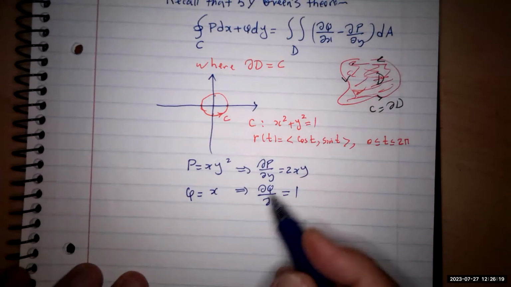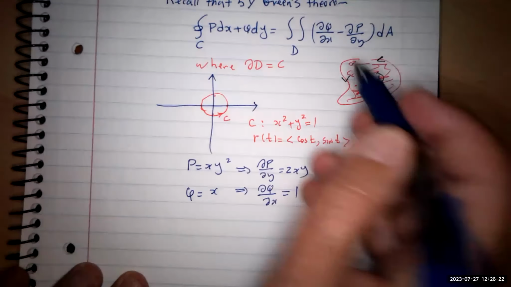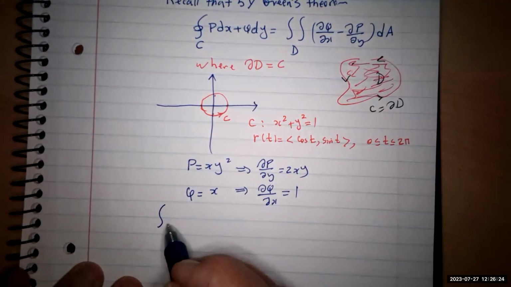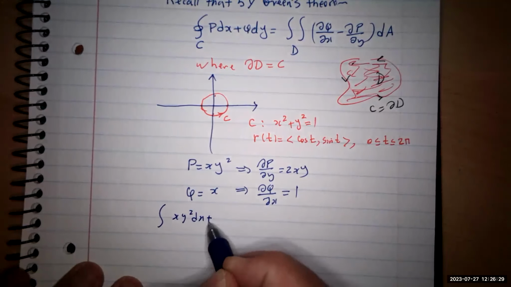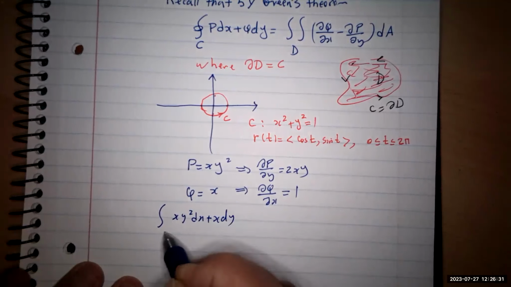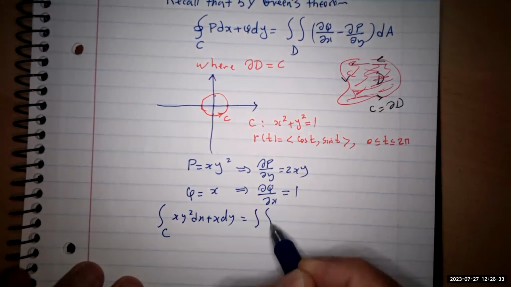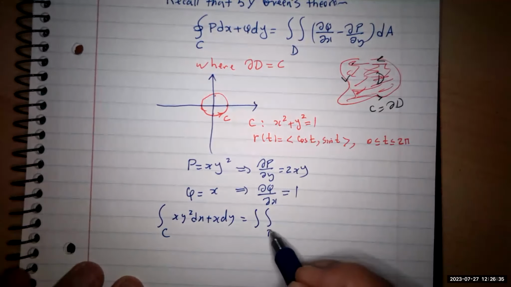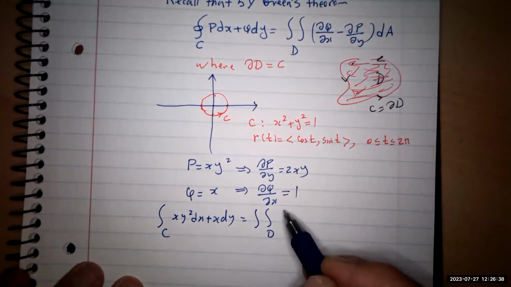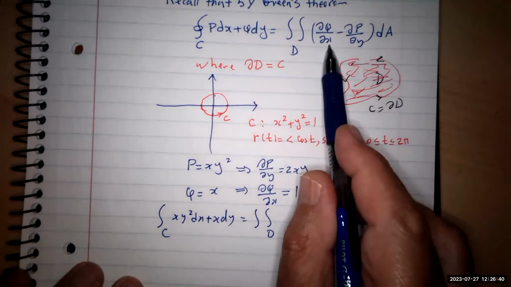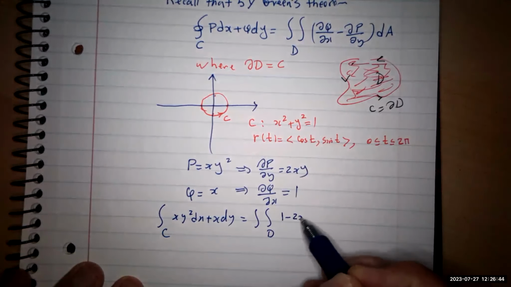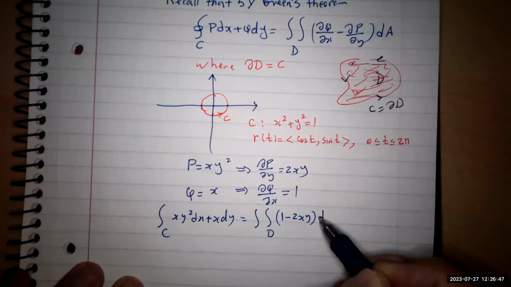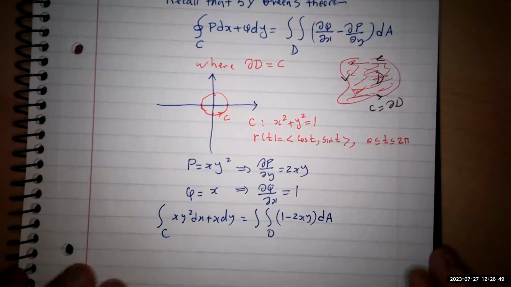So we can write the integral. By Green's theorem, the given integral of xy squared dx plus x dy over C is going to be the double integral over the domain that we have of the difference, partial Q partial x minus partial P partial y, which is 1 minus 2xy. Then you integrate it with respect to the area over here.